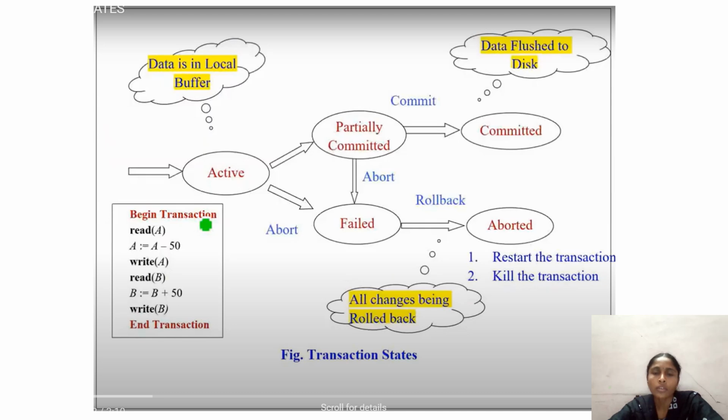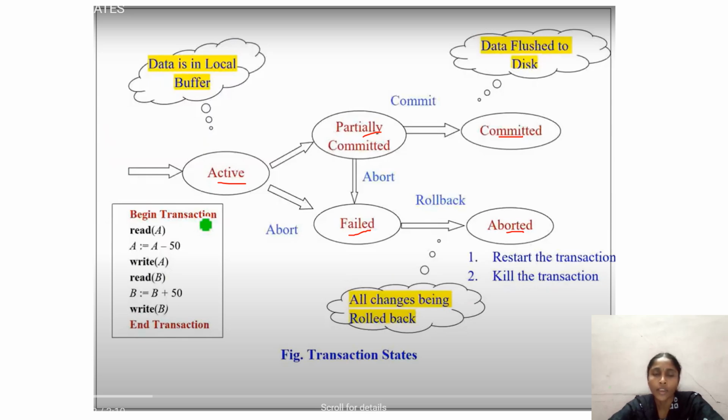During execution, the transaction should be in any one of these states: active state, partially committed, committed, failed state, and aborted state. The transaction should be in any one of these states during its execution. Okay, now let's discuss from the starting state, that is the initial state.